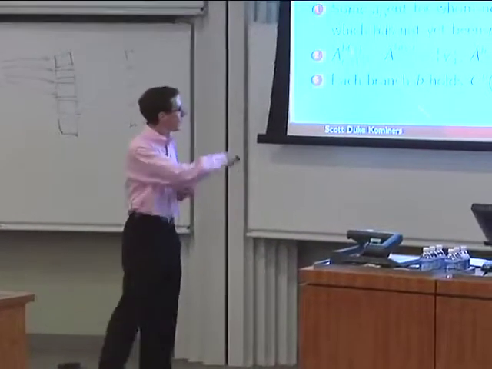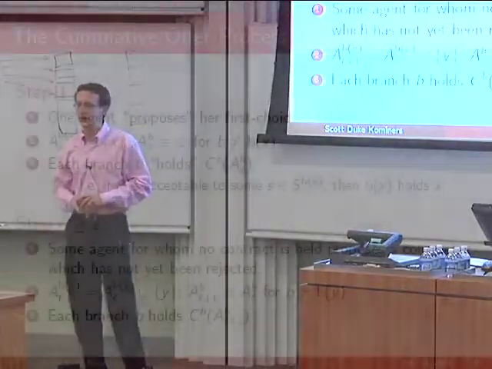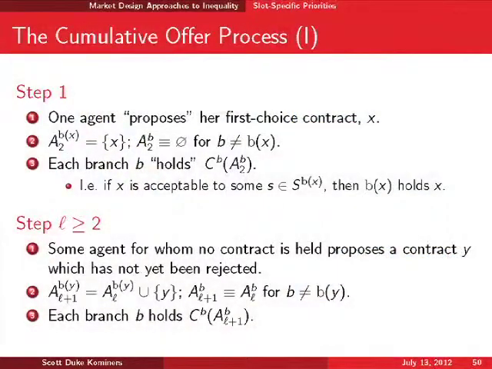So in future rounds, any agent for whom no contract is being held proposes a contract which has not yet been proposed. I used the word reject here, which is not being held. Which has not yet been proposed and not held. We add that to the available set. And each time the branch holds their best set of available contracts.